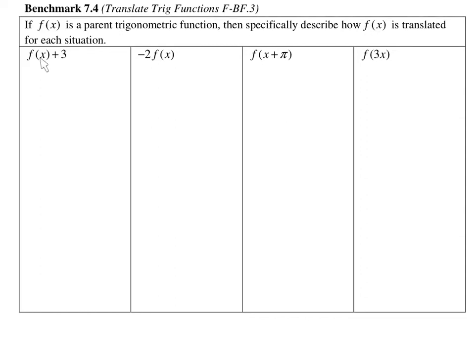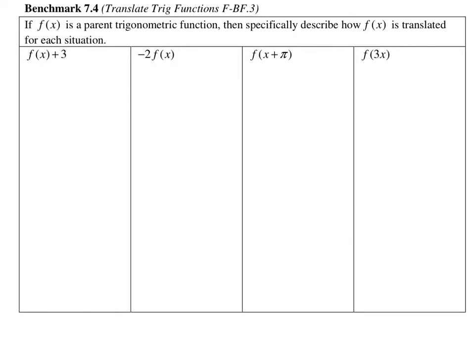Now if we have f of x plus 3, actually let's read the instructions. F of x is a parent trig function. Let's call that trig function sine or cosine, because tangent's a little bit different. If this is, say, sine x plus 3, you should know that the plus 3 is doing something to that sine graph. That is your k value, and it simply moved it up 3.